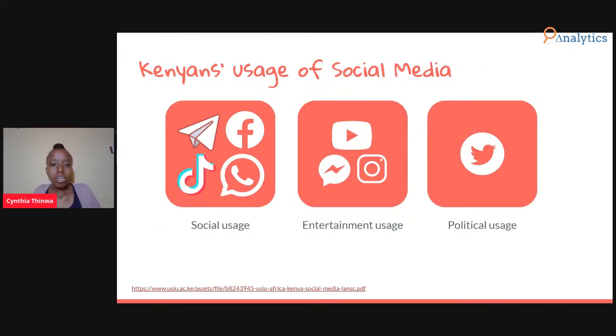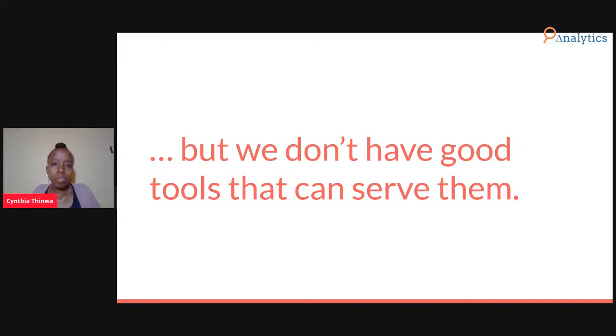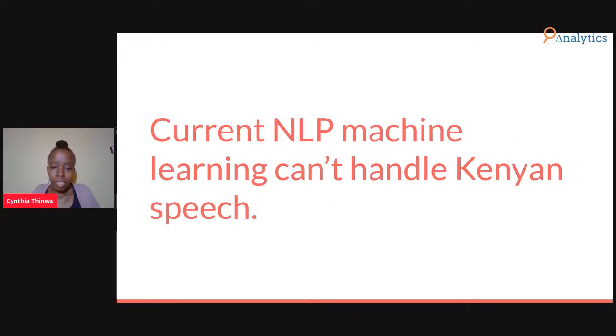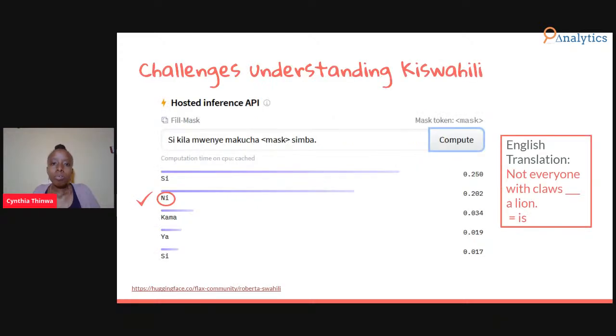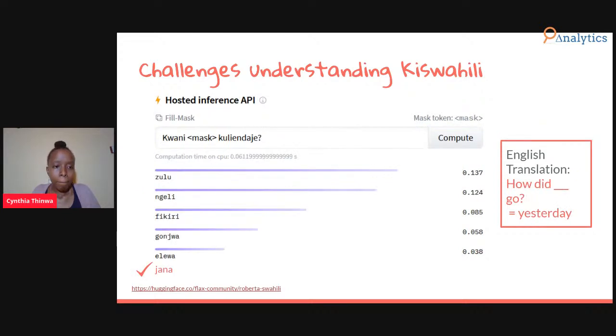When we look at how they use social media, we'll find they use it for three key purposes: social usage, to connect with family and friends, entertainment, and political usage. But for all these Kenyans who are online, we don't have good tools that can serve them yet, because current NLP machine learning can't handle Kenyan speech, unfortunately. If we look at named entity recognition for Swahili, there's an open source model called Robata Swahili, which is trained on a clean Swahili dataset. When standard Swahili is used, this is Methali, it is able to show one of the correct answers. But when we use a more informal form of Swahili, we'll find that it is not able to answer the question as well.